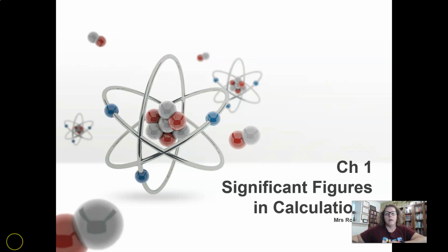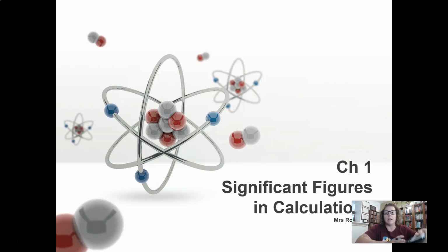Hello everyone. Today we are going to talk about significant figures in calculations. Depending on if you add or subtract, multiply or divide, or maybe you have to do multi-step calculations where you have to add and then multiply and so forth. So I'm going to teach you the rules first and we'll do lots of examples.